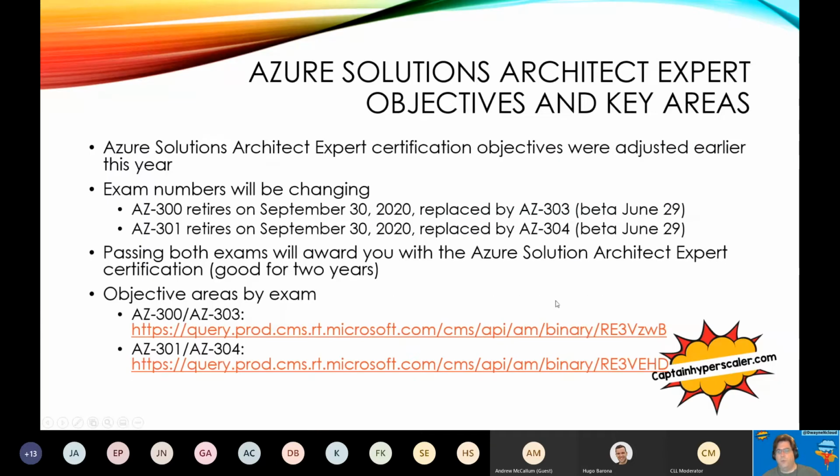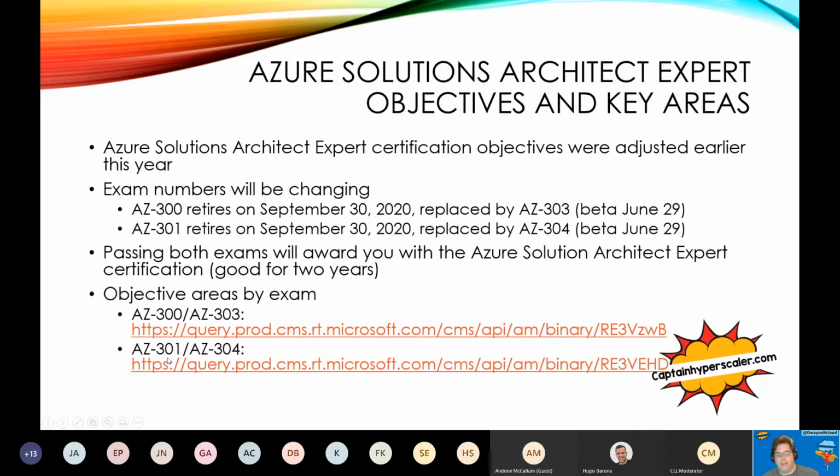As we've talked through a lot of the objectives the last few sessions, today we're going to get into the objective area of security and identity, but we do have multiple areas that are covered in the two exams that are the Solution Architect Expert Certification exam. Currently, the 303 and 304 exam are in beta testing, so you really have two options for taking the exam. The 300 and the 301 are the active exams right now.